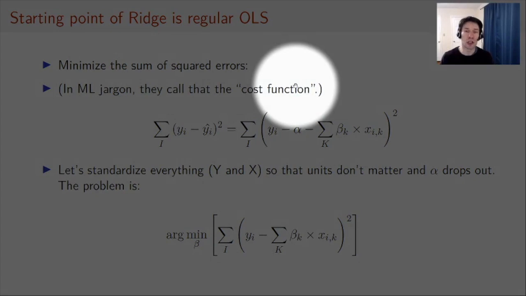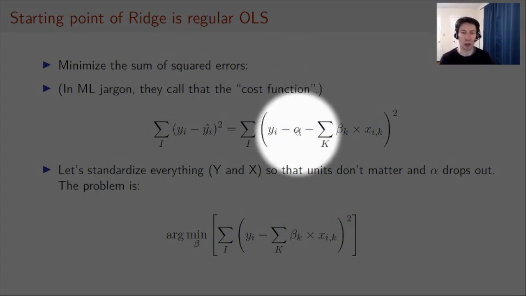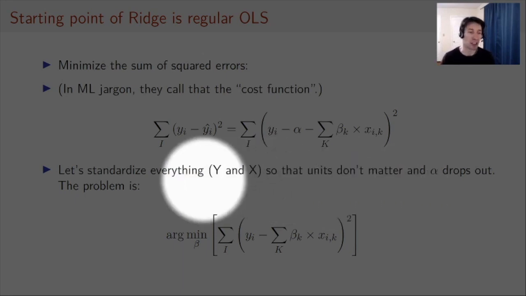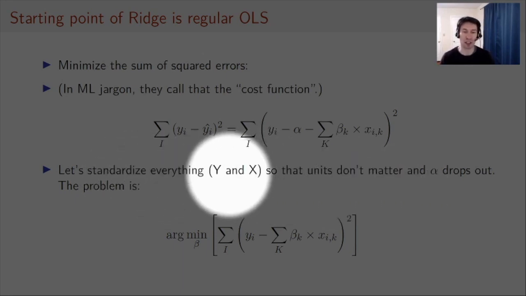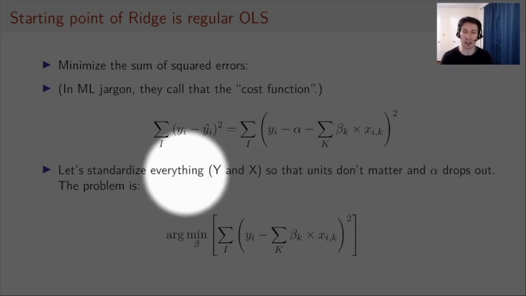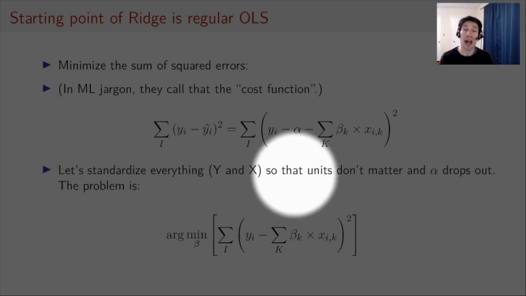Now, the first thing we're going to do is get rid of this alpha because we don't want to talk about it, and get rid of the units because we don't want to talk about them either. So let us just standardize everything. Everything is demeaned and divided by its standard deviation so that it's standardized. Then the alpha drops out.